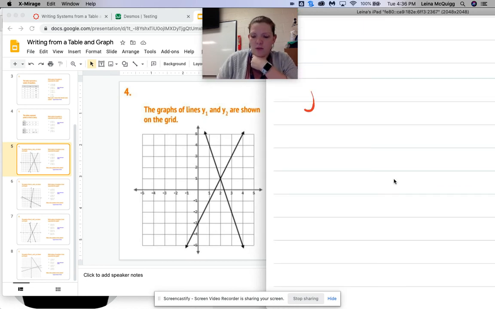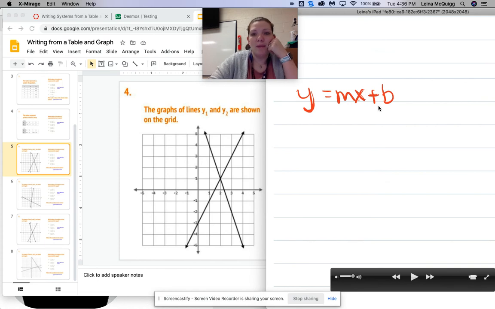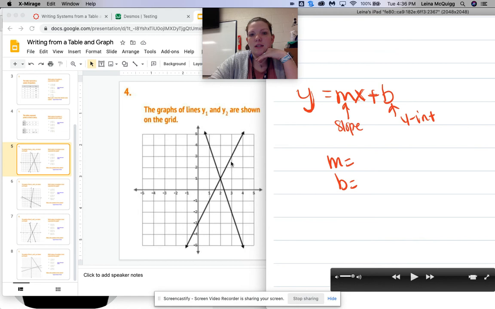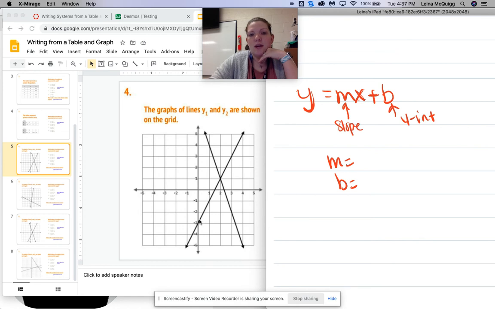So we know our equation should look like y equals mx plus b. And if we know what m and b are, then we can plug those values in and write the equation. So my b is my y-intercept. M is slope. So if I can figure out my slope and my y-intercept, then I can write the equation. So let's see if we can figure those out. We're going to look at this line right here, okay? So this line, my y-intercept, where I cross the y-axis, it crosses at -3. So my b is -3.